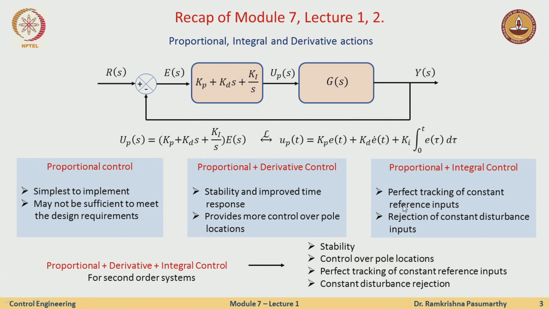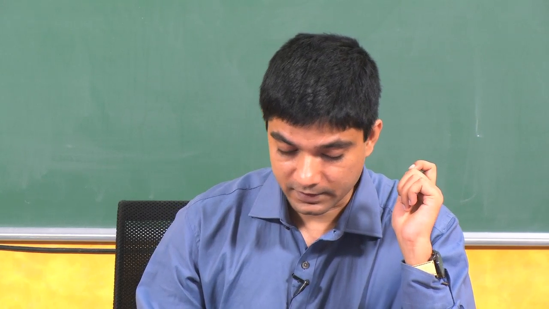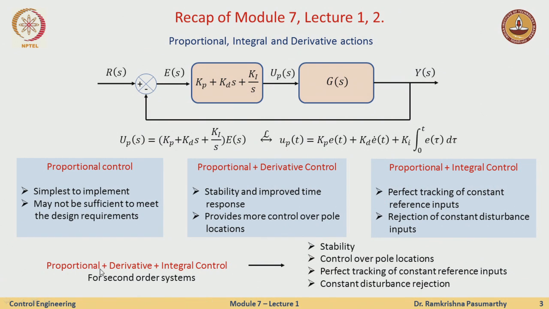and I know that type 1 systems, if the reference signal is a step, then I could track it perfectly. And it also had good effect of rejection of constant disturbance inputs, where we saw that if the plant had some poles at the origin, they were not good enough to neglect or reduce or reject the effect of disturbance. In that case, we actually needed to have a controller which had a pole at the origin, right. So, for second order systems, all these proportional, derivative, and integral control, they add to stability.